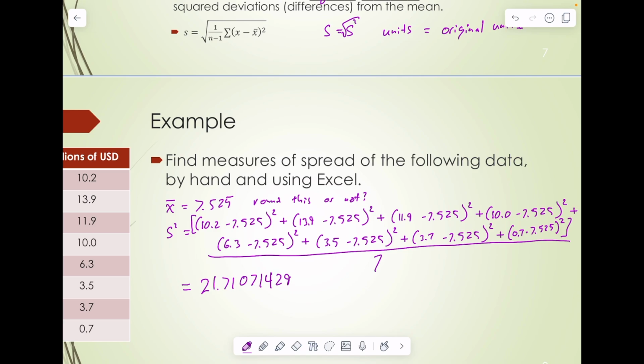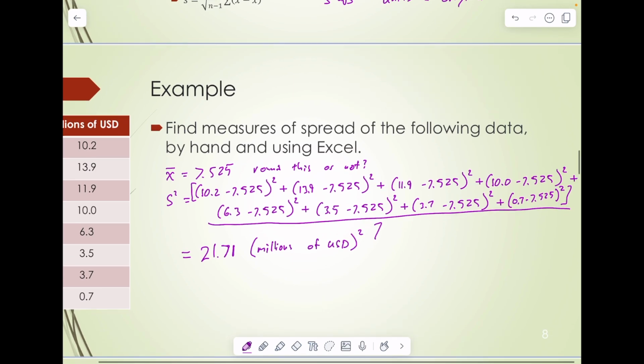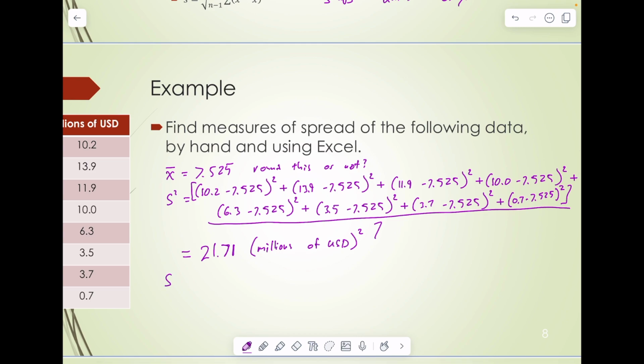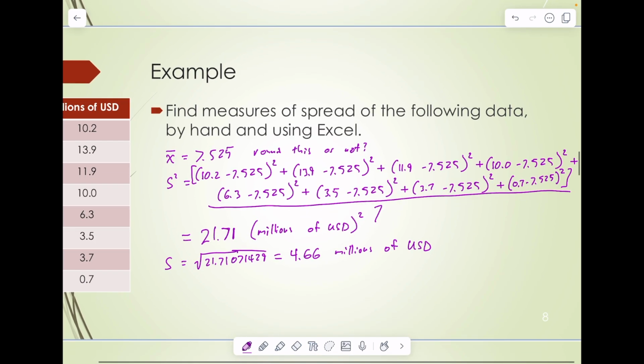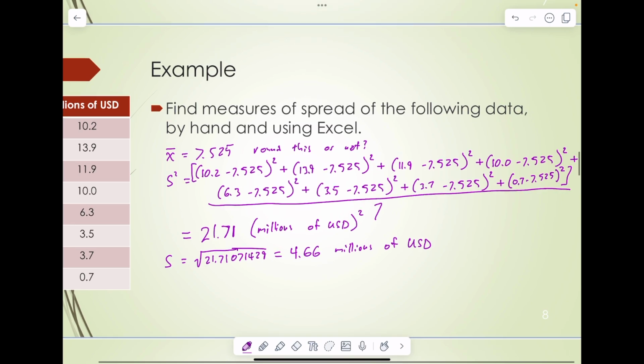Right. Okay, but where do we round? One decimal place more than the data. So I'm going to get rid of all of that right there and round it at 21.71. And what is it? Millions of dollars squared. So whatever that is, that's the unit. Now s is just going to be the square root of that. And again, you don't want to round till the very end. And I end up getting 4.66 millions of US dollars. So that's my standard deviation.